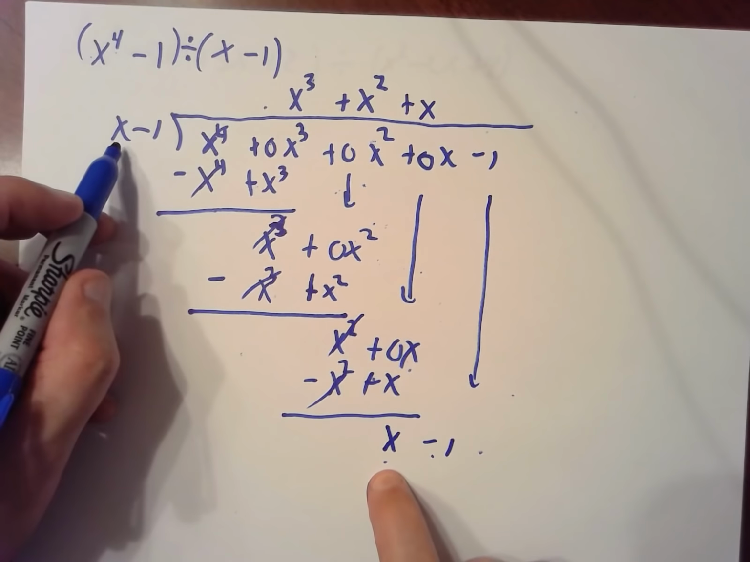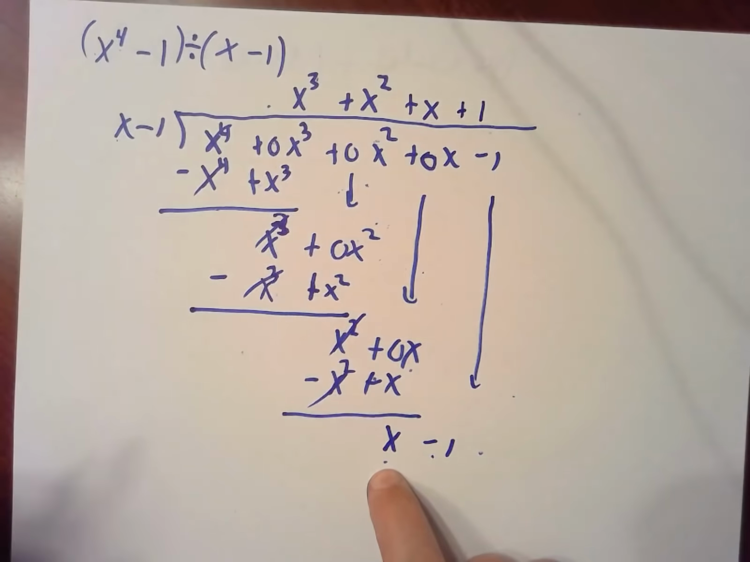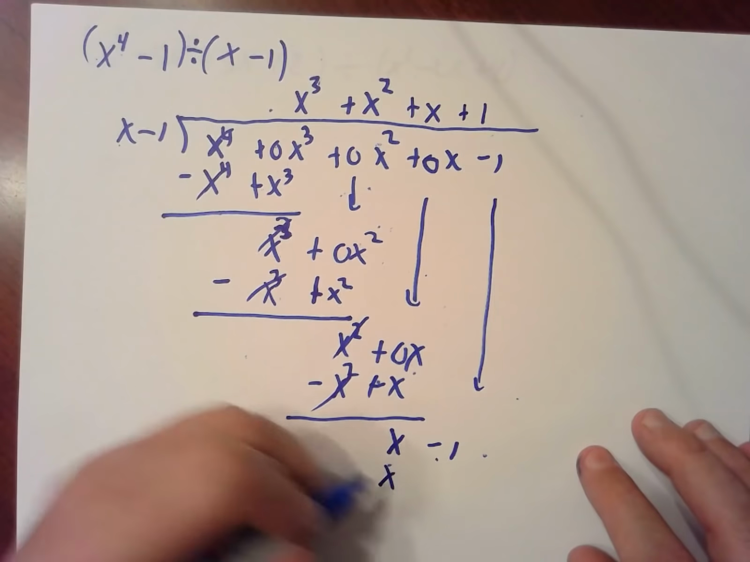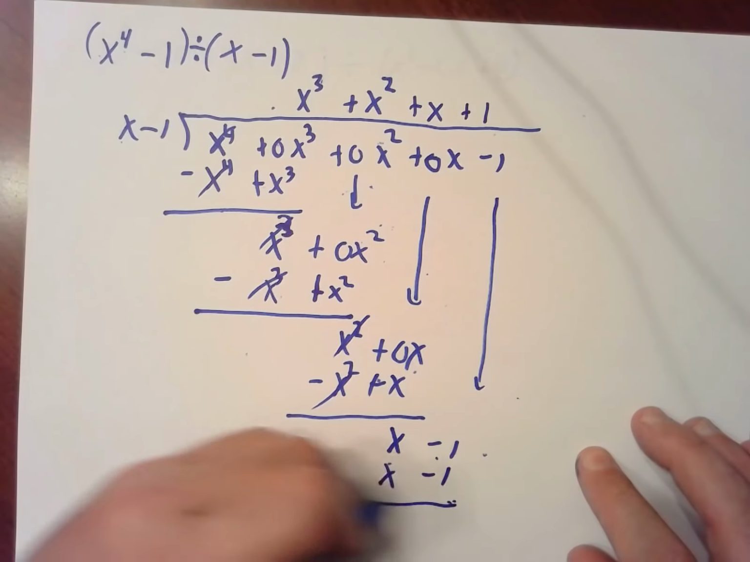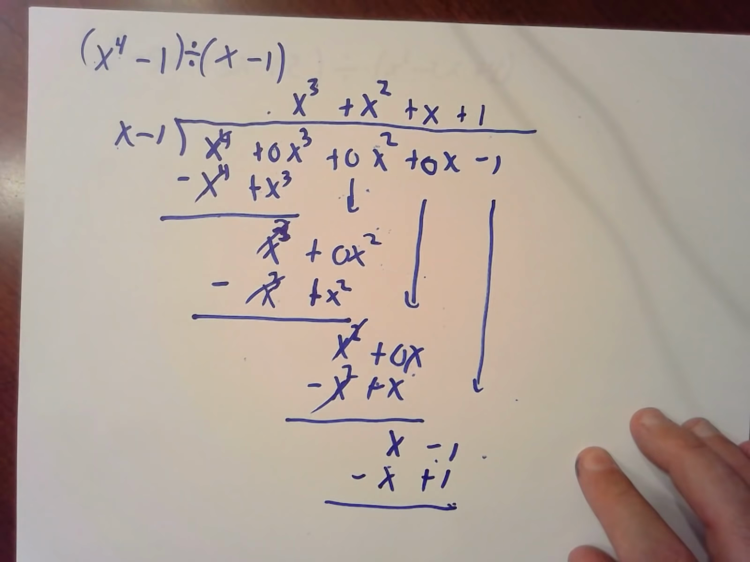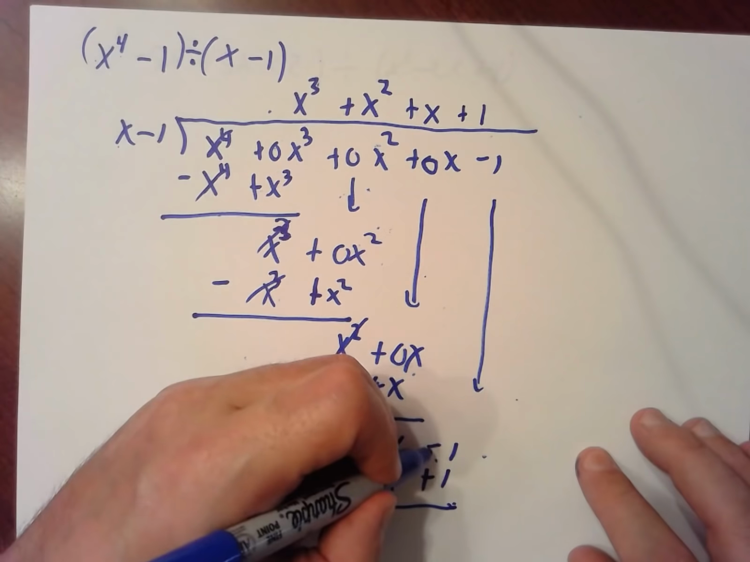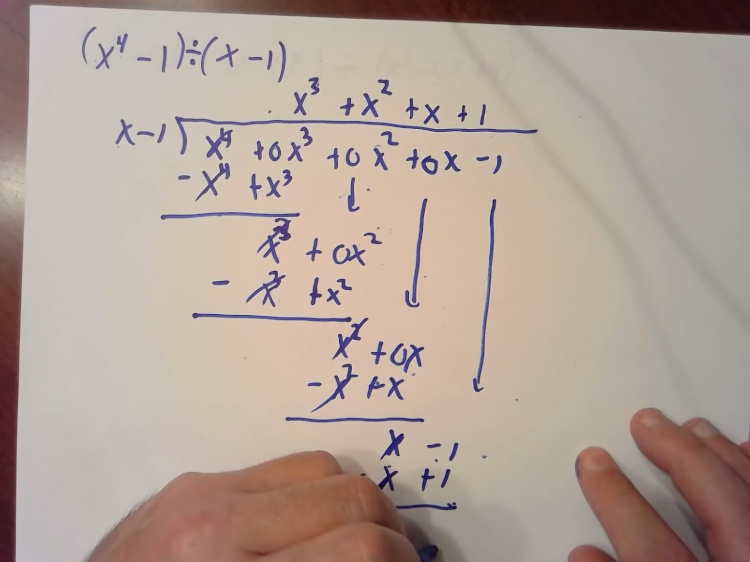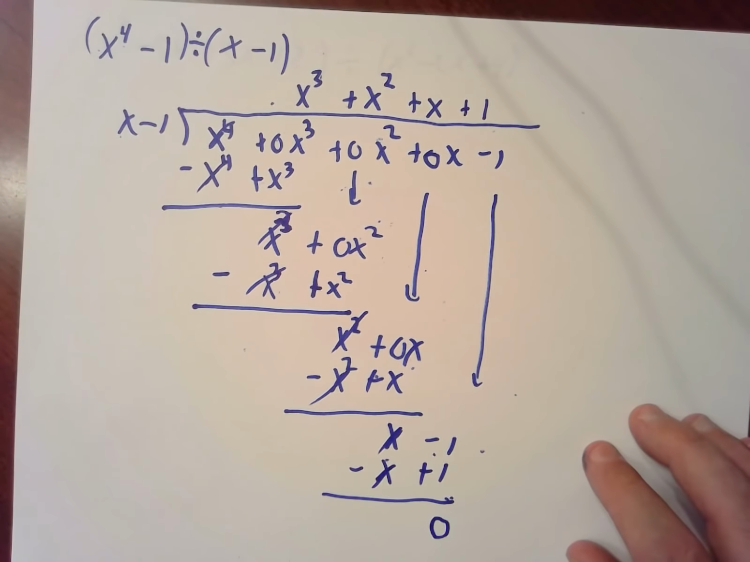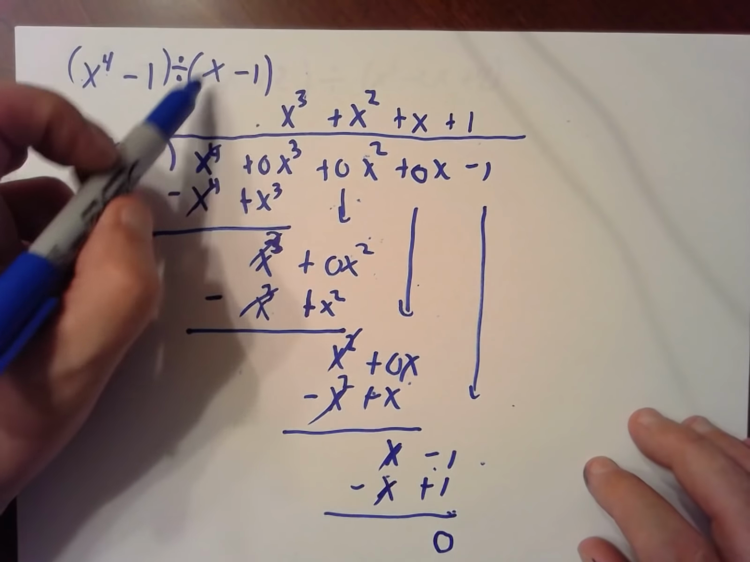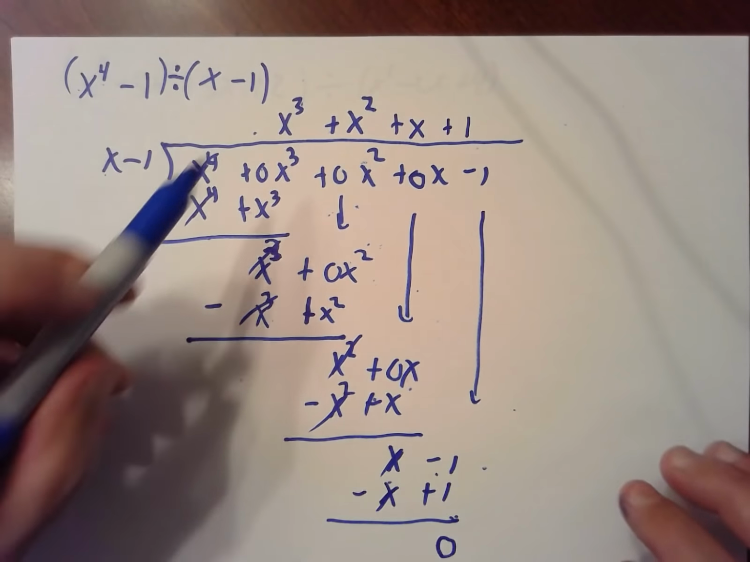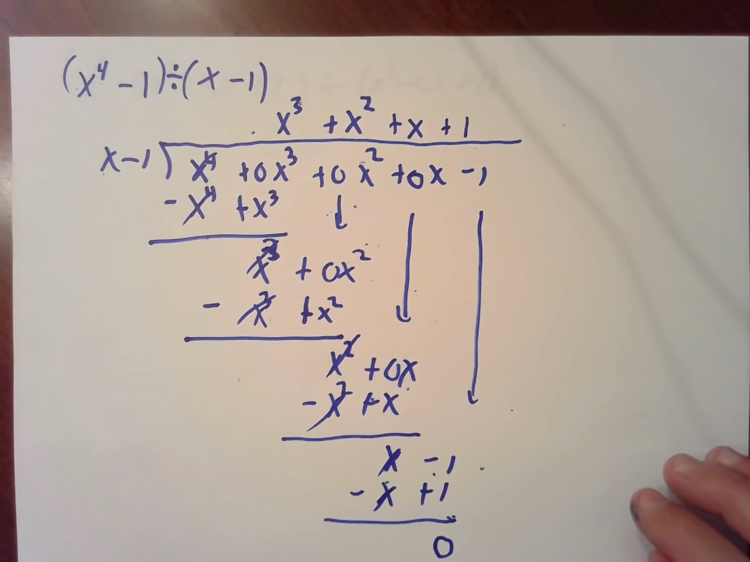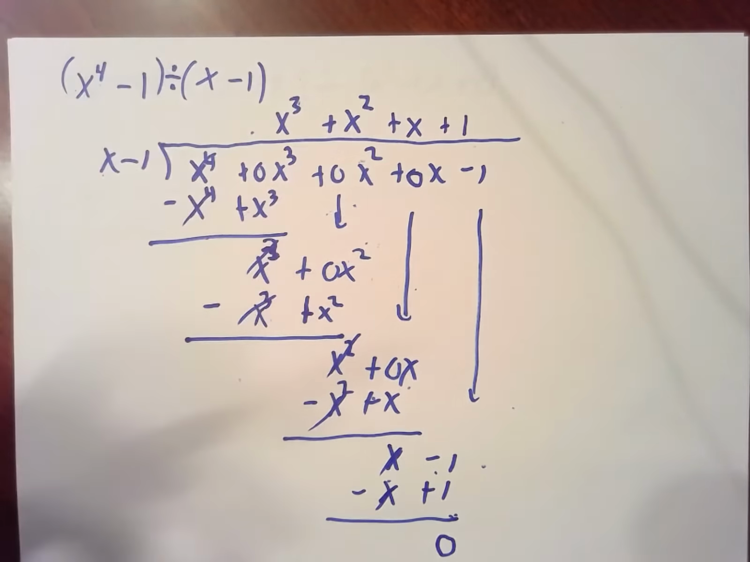X times what is x? That would be 1. Distribute. X times 1 is x. 1 times negative 1 is negative 1. Draw the line. Change the signs. X minus x is 0. Those cancel. Negative 1 plus 1 is 0. We get a remainder of 0. X minus 1 goes evenly into x to the 4th minus 1 because it's a factor of x to the 4th minus 1. So we don't have to put plus 0. Our remainder is 0.